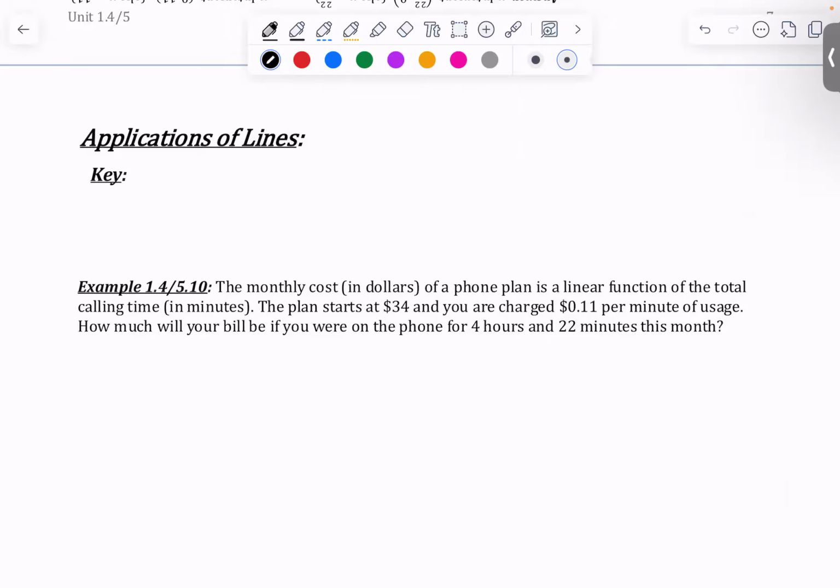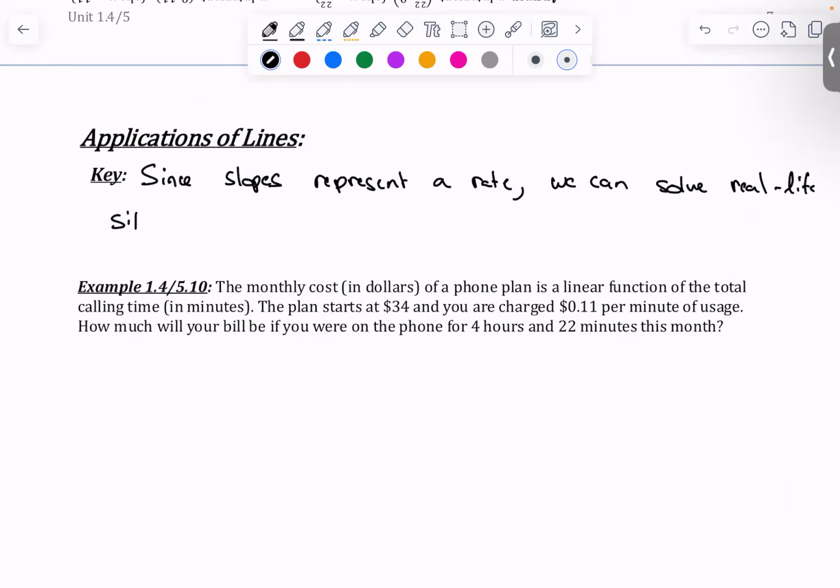So the key thing is that since slopes represent a rate, we can solve real life situations that involve related quantities. So the slope is a rate.